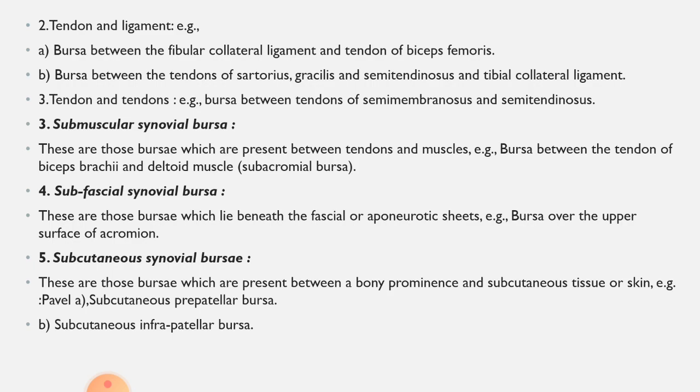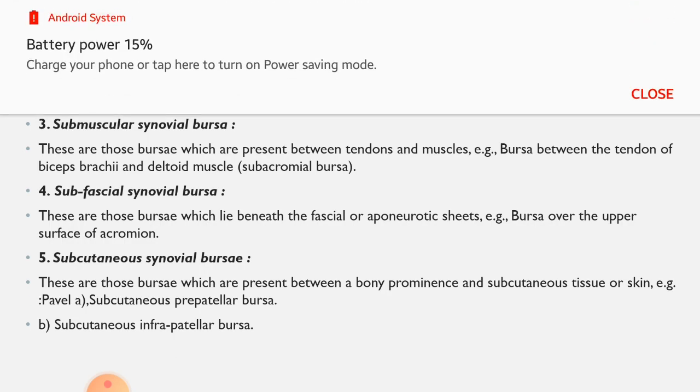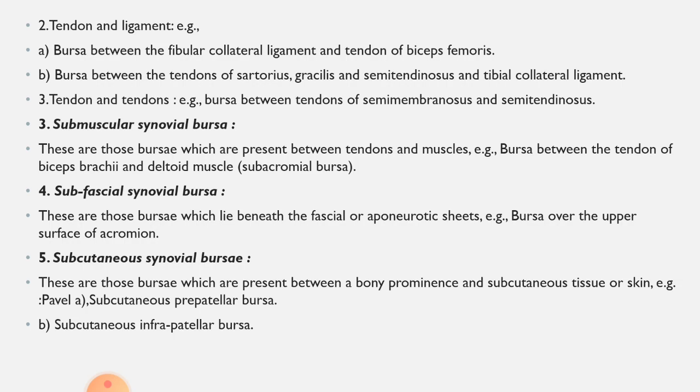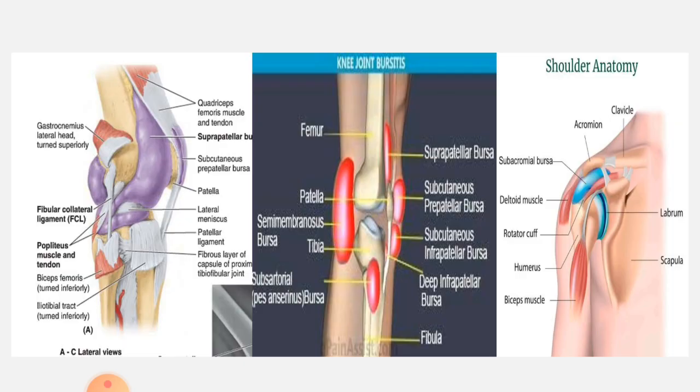Subfascial synovial bursa. This basically lies beneath the epineurotic sheath, for example the bursa over the upper surface of the acromion, which is the process of the scapula. Subcutaneous synovial bursa. These are those bursa which are present between a bony prominence and subcutaneous tissue or skin, for example the subcutaneous prepatellar bursa and the infrapatellar bursa, the one which lies beneath or inferior to the patella. So these are the various bursas.